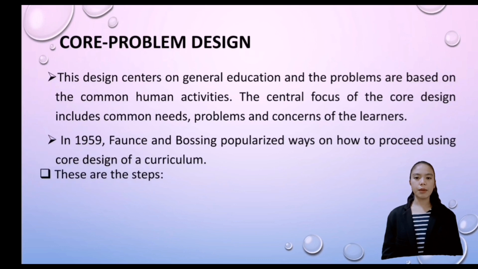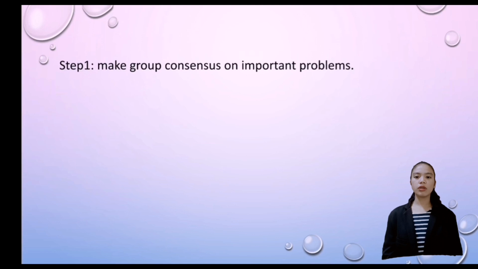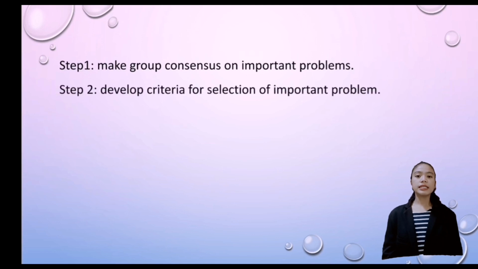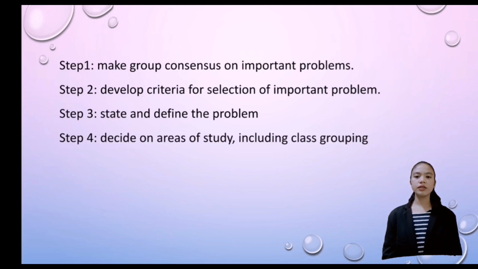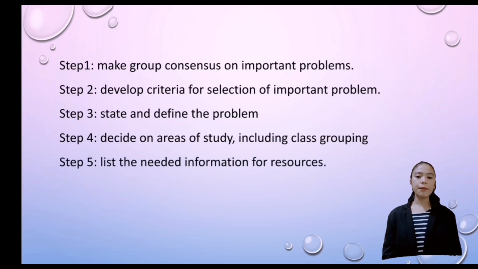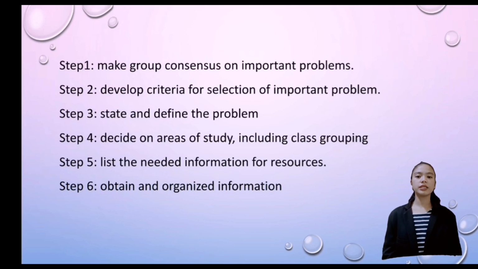These are the steps. Step 1. Make group consensus on important problems. Step 2. Develop criteria for selection of important problem. Step 3. State and define the problem. Step 4. Decide on areas of students including class grouping. Step 5. List the needed information for resources. Step 6. Obtain and organize information.